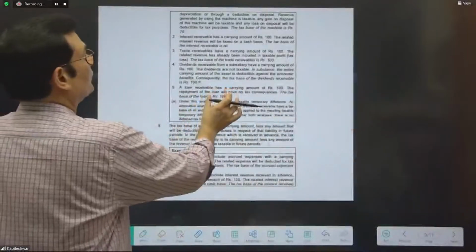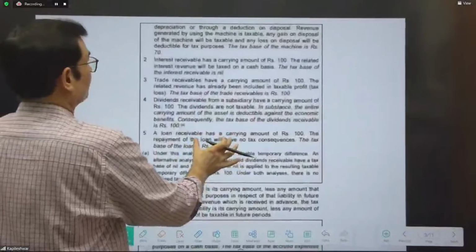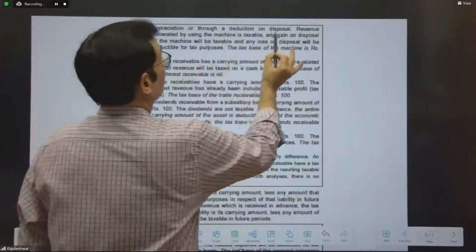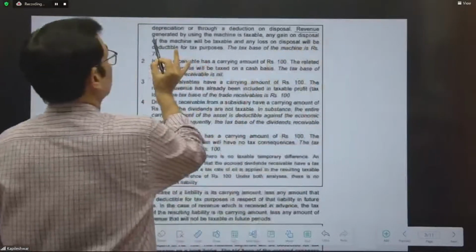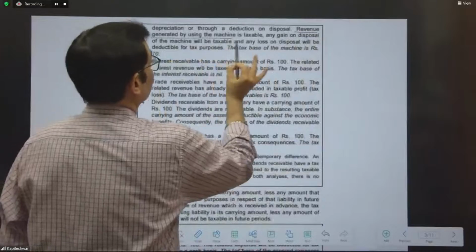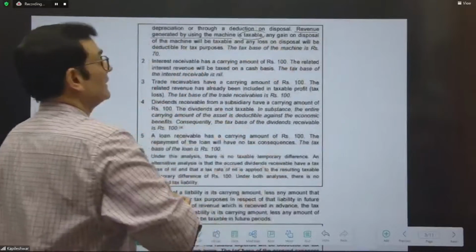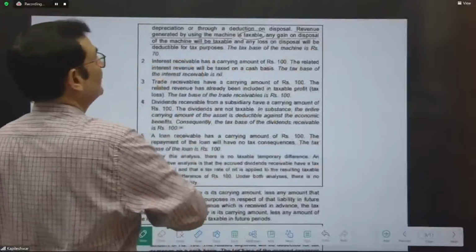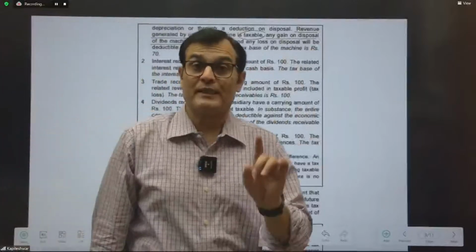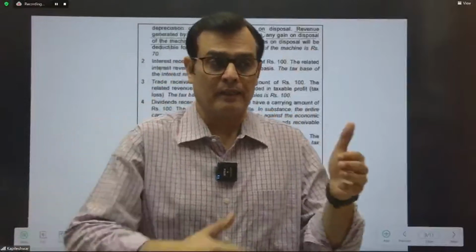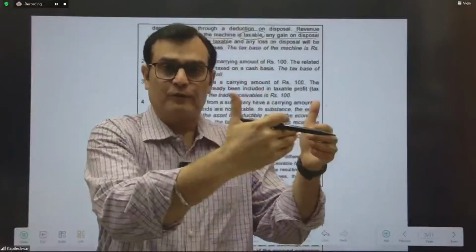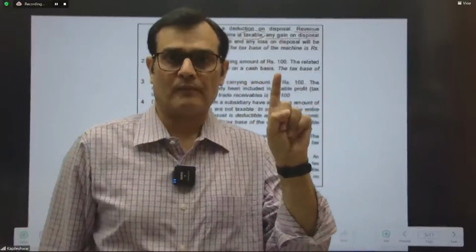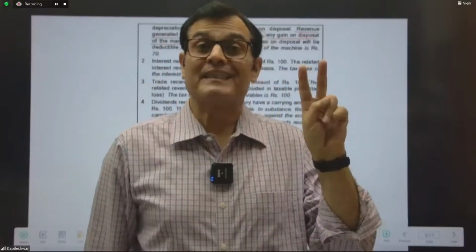Now, we give more information. I'm just taking it further in the examples. Then it says revenue generated by using the machine is taxable. Any gain on disposal of the machine will be taxable. He has very clearly given you the logic as well. The machine will give you economic benefits by way of sale of goods and services, and, you can say, sale of the machine.